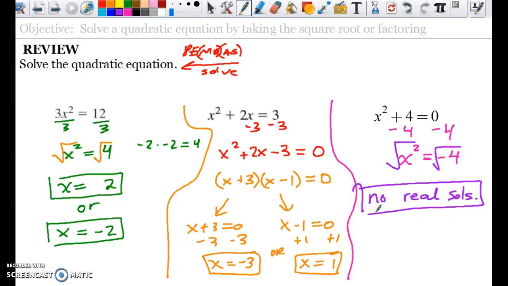So that is an overview of how we've solved or found x.